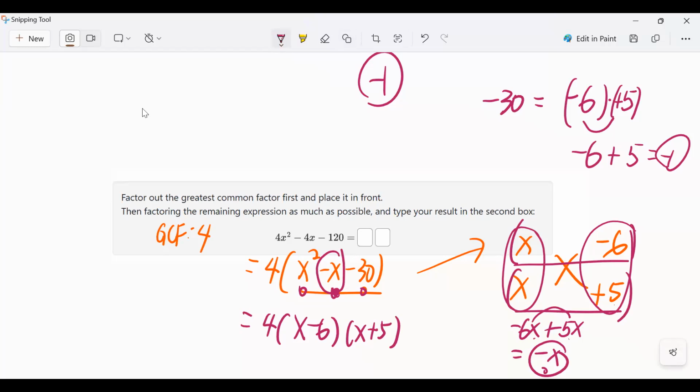Okay, does that help? Yeah, thank you. Sure, okay. And also, if you FOIL this term right here, you could get back to this for sure. So it takes some practice. I know it's not an easy method.